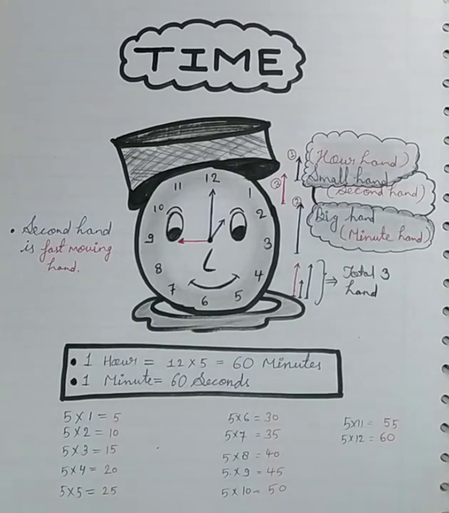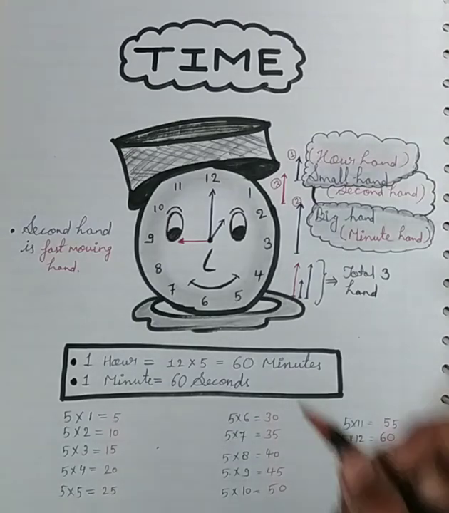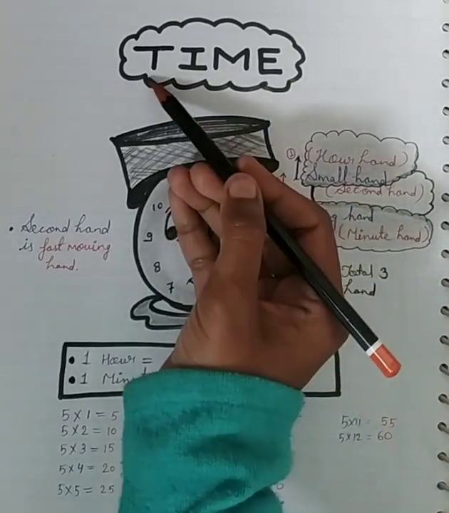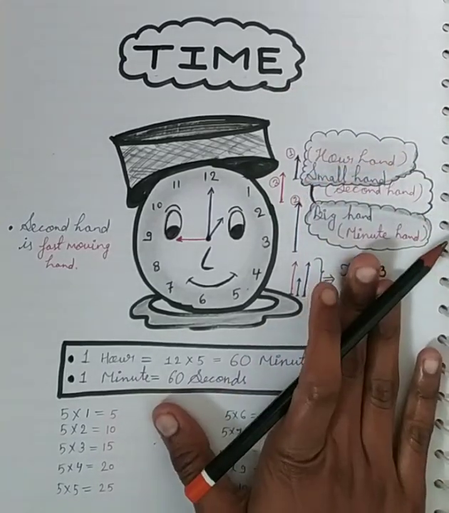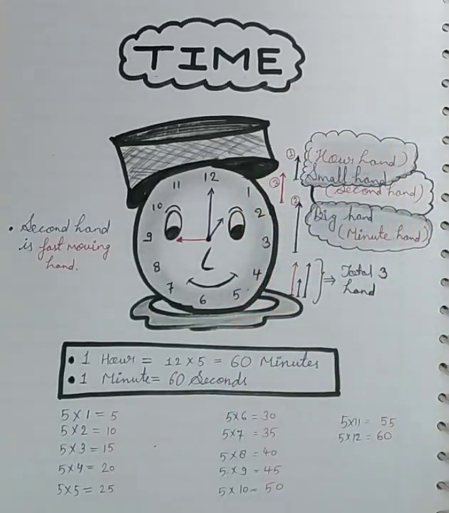So, dear student, as you can see here, this is a watch, okay? And the topic is written here: T-I-M-E, time. So, in this lecture, today I will teach you about time, how to watch, read, calculate and find the time. It means how you can see time, how you can read it, what the time is. These all things we will learn here. So, without wasting your time, let's start here.